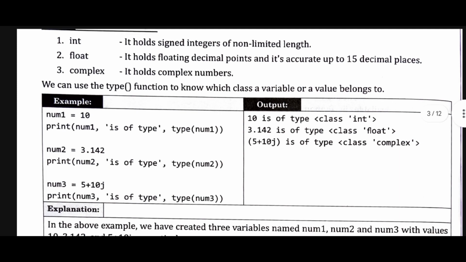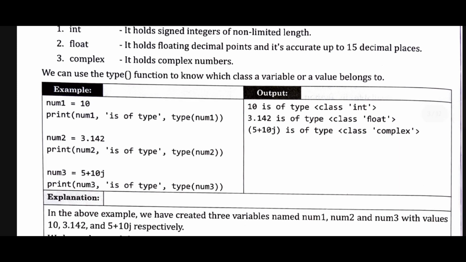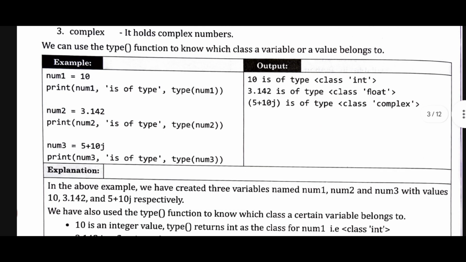Look on to the given example. Number 1 is equals to 10. So 10 is an integer value because it is whole, it is not having any point values. But number 2 is a point value which is 3.142. It is a point value, so it is having a floating data type. Number 3 is assigned to 5 plus 10j, so it is a complex value.